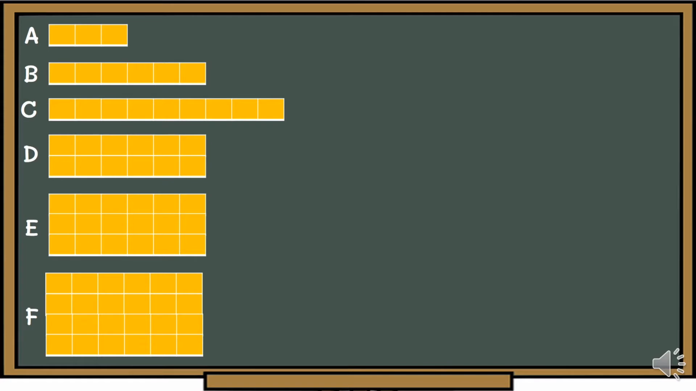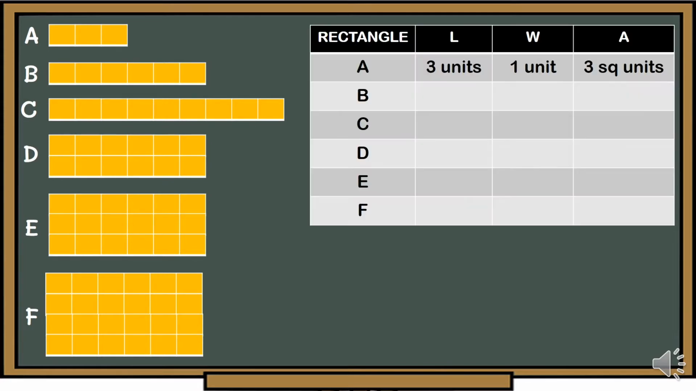Alright, so I have here 6 rectangles. I want you to complete the table by supplying the missing length, width, and area of each rectangle. So in our first rectangle, which is rectangle A, the length is 3 units, the width is 1 unit, and the area of rectangle A is 3 square units.